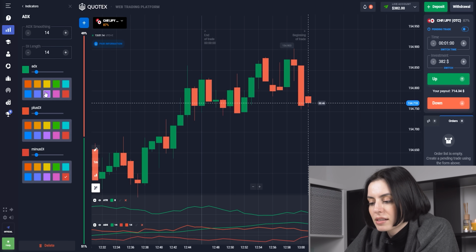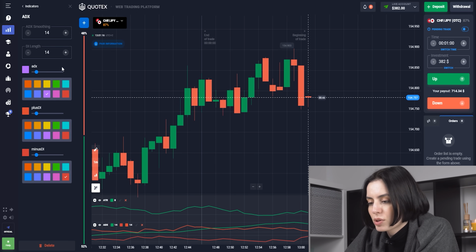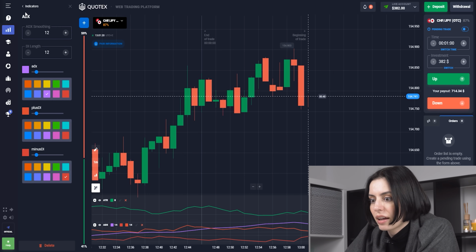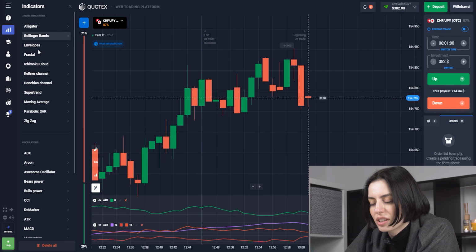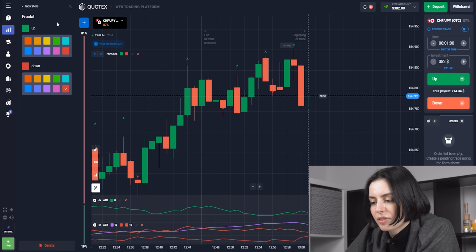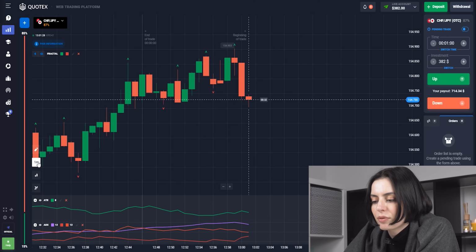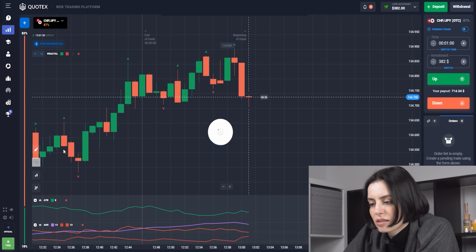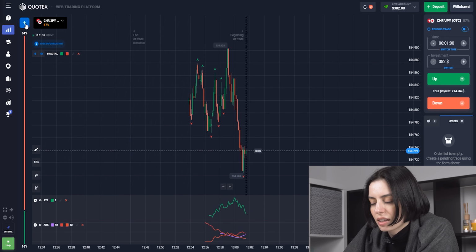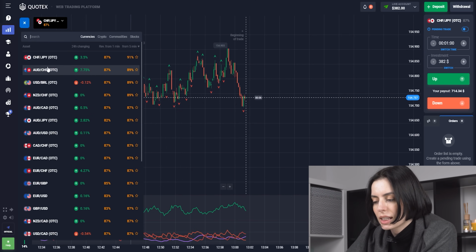So ADX is the second one, and the first was ATR, ADX. I think I'm going to be confusing these indicators today. And the third one is going to be fractal. For the period of the candles, that's going to be 10 seconds, as you may see.